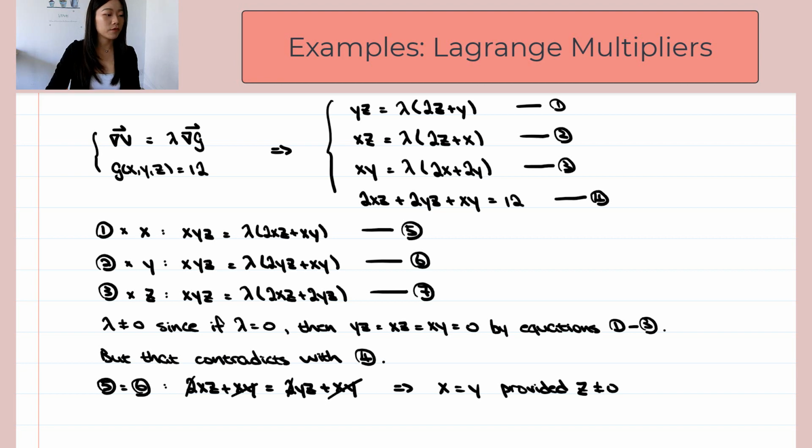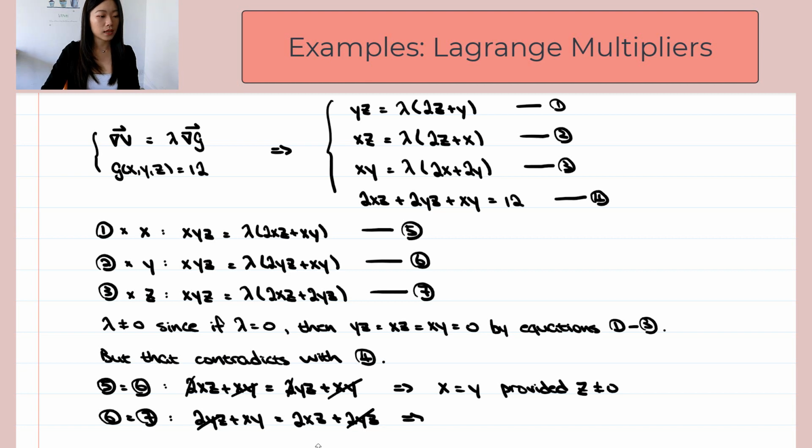And I can do the same thing for equation 6 and equation 7. So let equation 6 equal equation 7. That means we're equating the terms in brackets. And I get 2yz plus xy equals 2xz plus 2yz. I can cancel out the 2yz. Then I get y equals 2z, provided x does not equal 0.